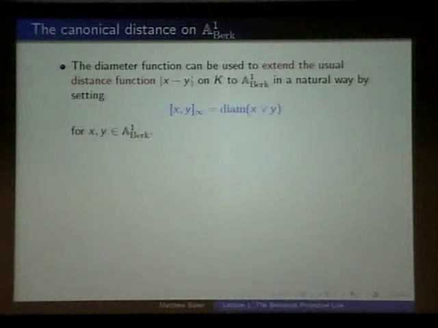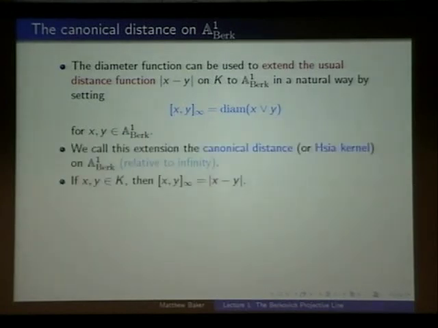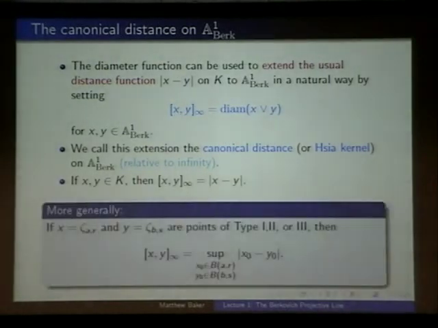But the usual distance, absolute value of x minus y, does extend to Berkovich space, even though you can't subtract two points of Berkovich space and take the absolute value. I mean, x minus y itself does not extend to Berkovich space, but the absolute value of x minus y does. Namely, you can take the diameter of the least upper bound of x and y, and that generalizes the distance between x and y. It makes sense for all points of the Berkovich affine line. I'll call this the canonical distance relative to infinity, and as I said, it generalizes the usual distance.